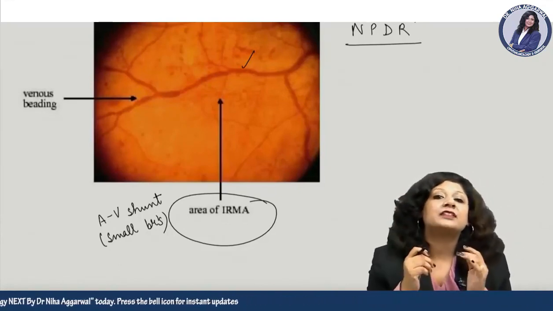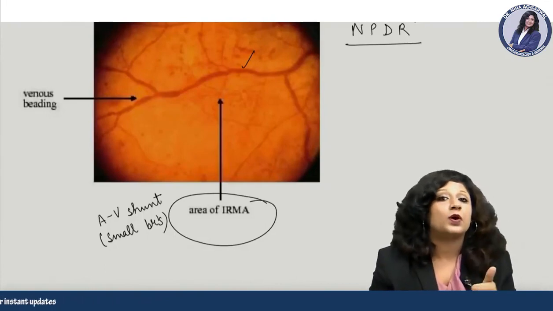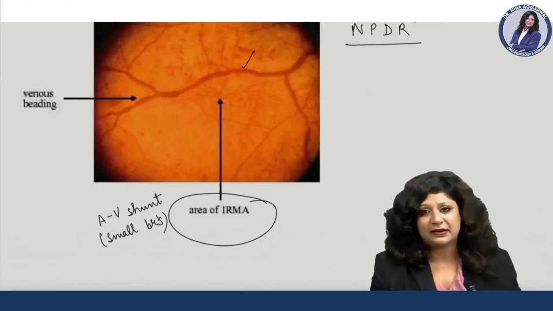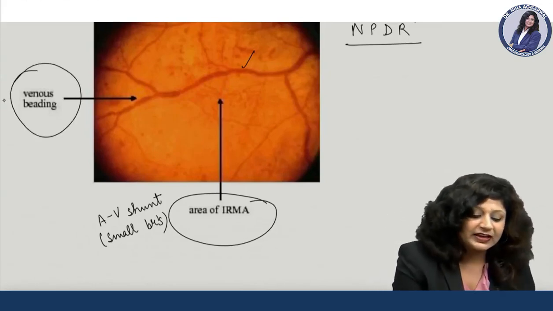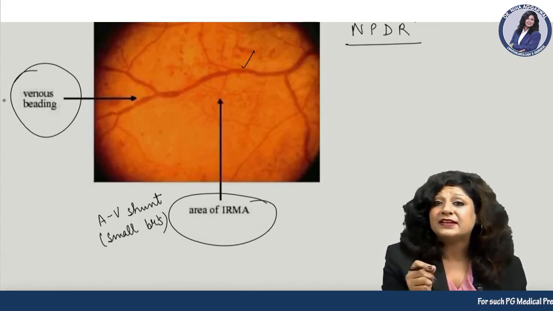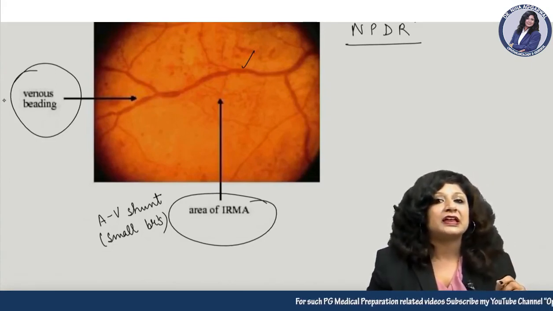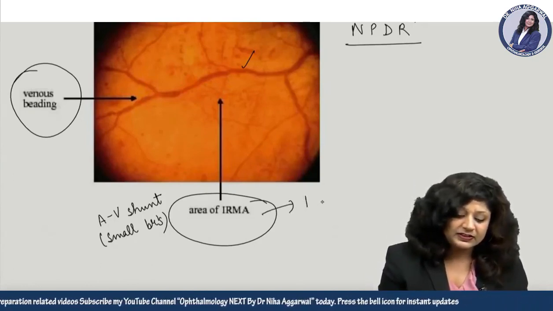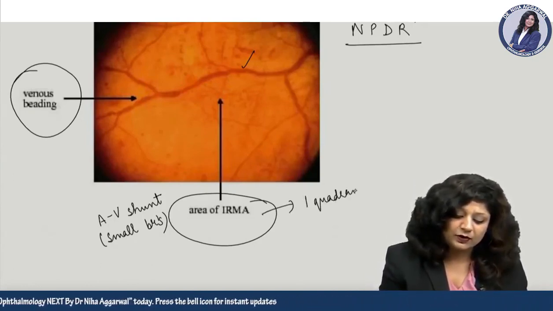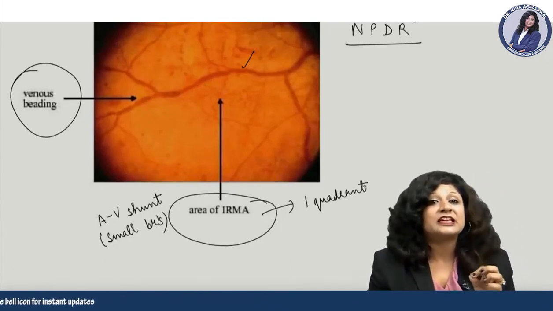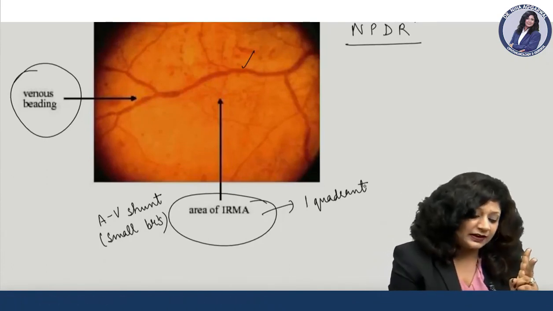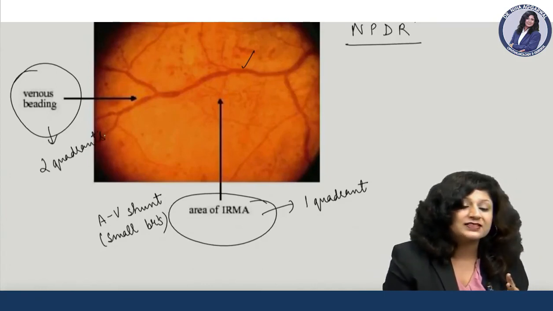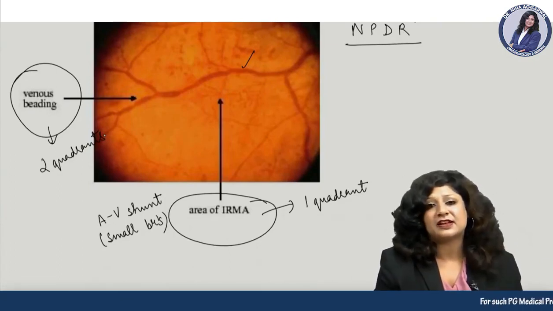And if you are having this IRMA even in one quadrant, I will say it is a severe NPDR. Similarly, another important thing is the venous beading. If you are getting the beaded structure in the vein, this is again an important criterion for severe NPDR. IRMA in at least one quadrant says that it is a severe NPDR. Venous beading should be present in two quadrants. If venous beading is present in two quadrants, then I will say that this is a severe NPDR.